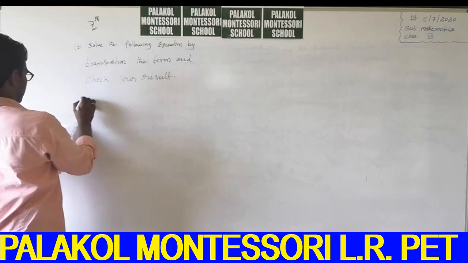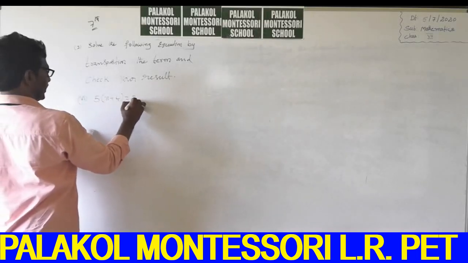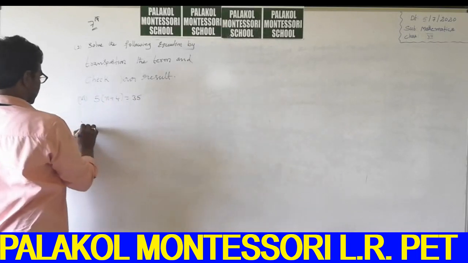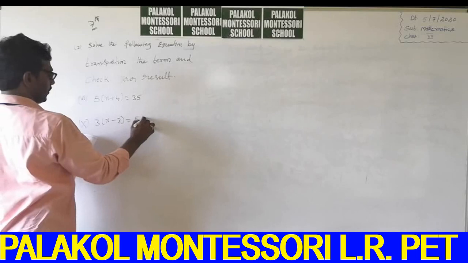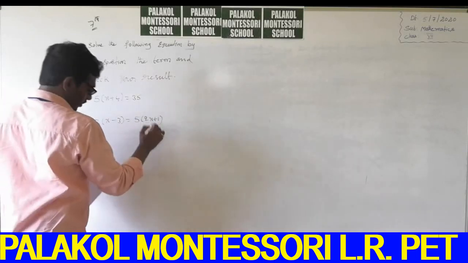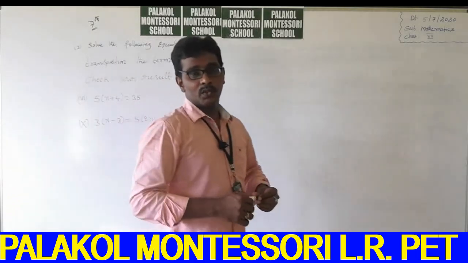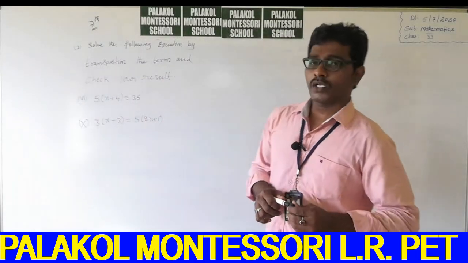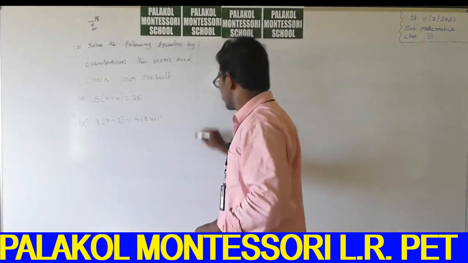The fifth question, 5 of x plus 4 is equal to 35. Next, the 10th question, 3 of x minus 3 is equal to 5 of 2x plus 1. So, in this transposing method, I do the two sums, and the remaining sums you try. You maintain the one mathematics notes, guys.